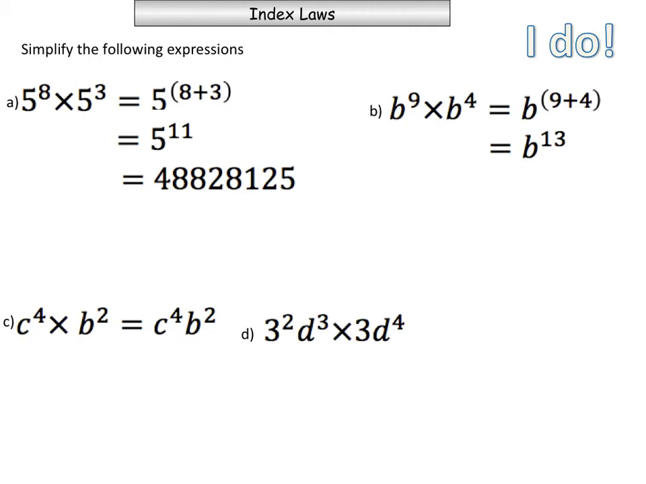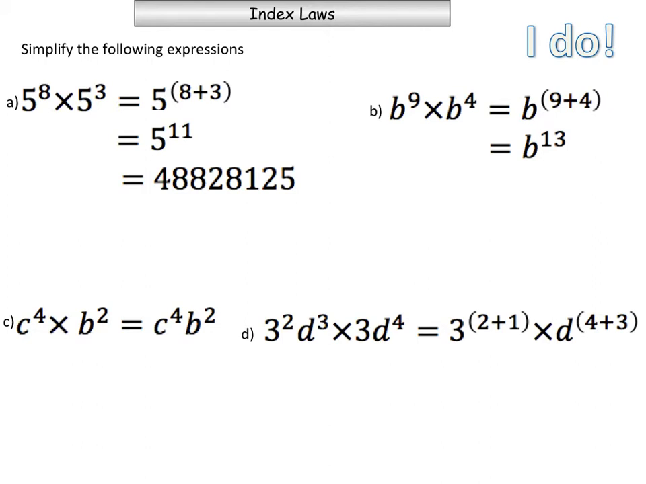Alright, D. In D we've got 3 to the power of 2, and we've got 3, and this is essentially 3 to the power of 1. So we've got 3 to the power of 2 and 3 to the power of 1. We can multiply those indices, and we've got d to the power of 3 and d to the power of 4. So we can add those indices as well.